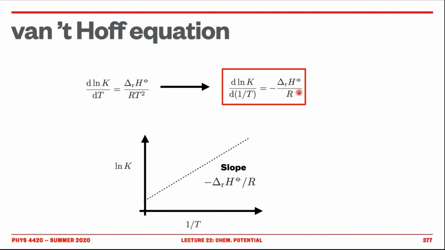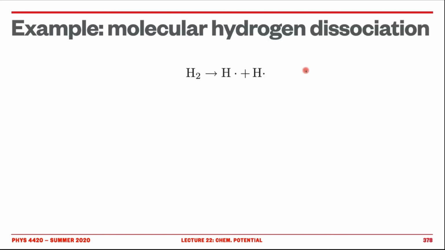So for an exothermic reaction, you are going to see things going this way. So this example that I plotted here is for an exothermic reaction. And I'd like to show you one more example before we conclude this part on the chemical reaction and we move to osmosis, which is the example of molecular hydrogen dissociation. So you have a hydrogen molecule and you get two protons, basically.